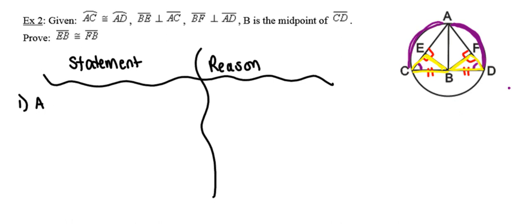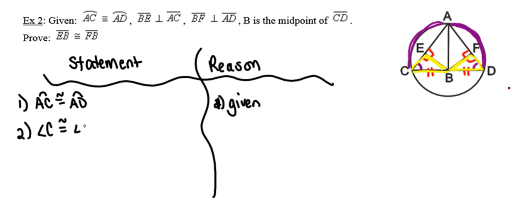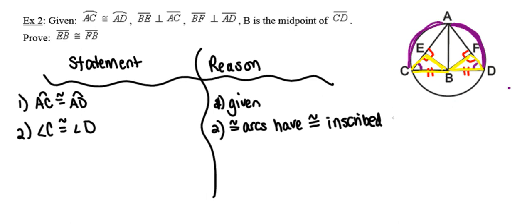So I'm going to start out by discussing those congruent arcs. And it was those congruent arcs that led me to the congruent inscribed angles. So angles C and D are congruent. So again, those congruent arcs have congruent inscribed angles. And I'll cite statement 1 since that's where I had the congruent arcs.